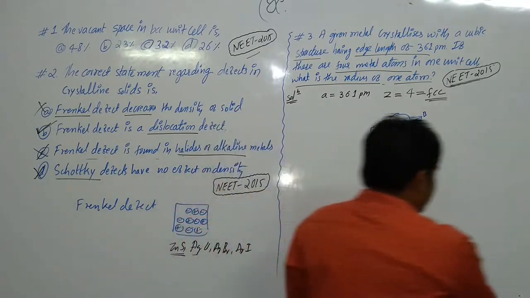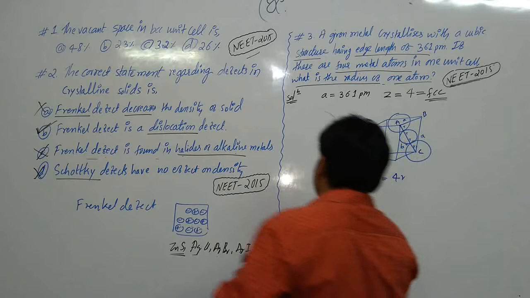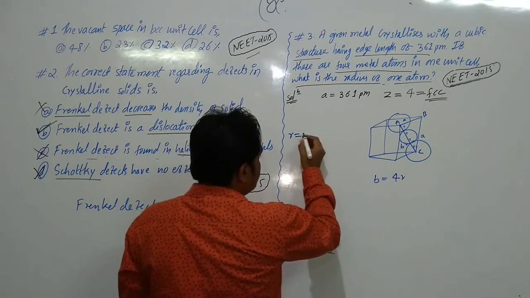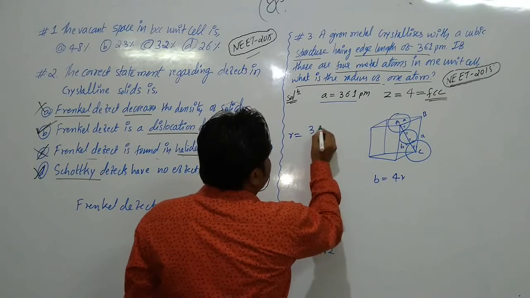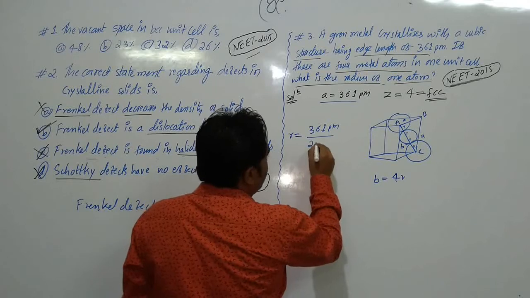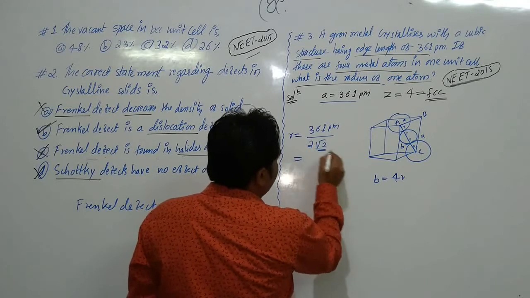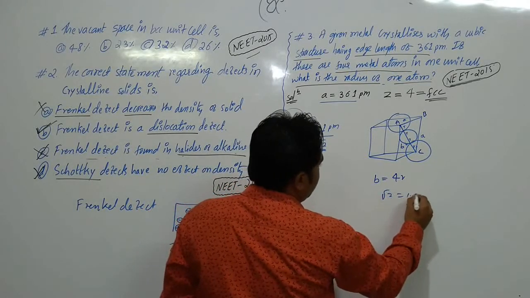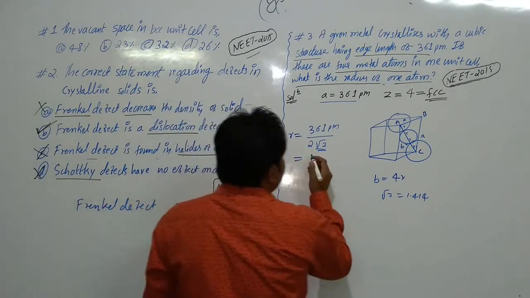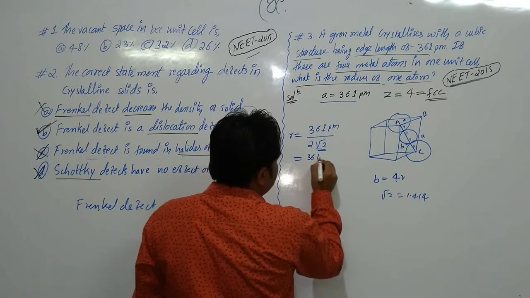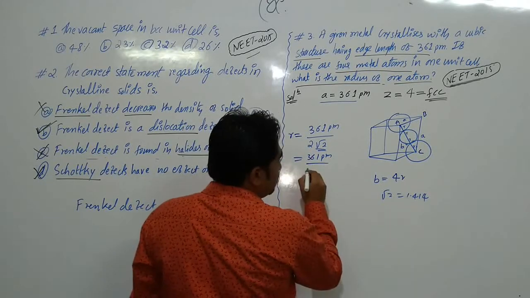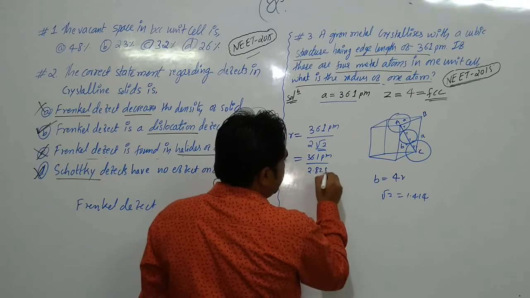Okay. So now I don't know R. I have to calculate R. R is equal to A, and A means 361 picometer, divided by 2 into root 2. So what is the value of root 2? Root 2 is equal to 1.414, isn't it? So what is the value of root 2 into 2? It will be 2.828, isn't it?